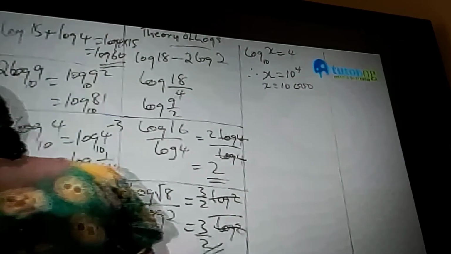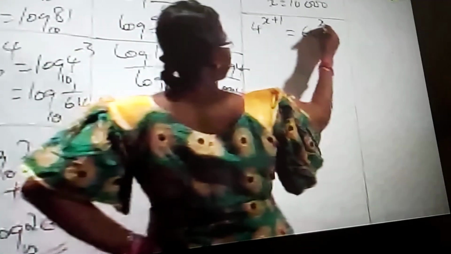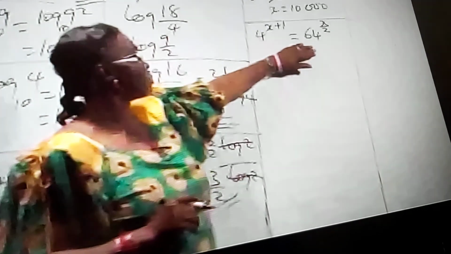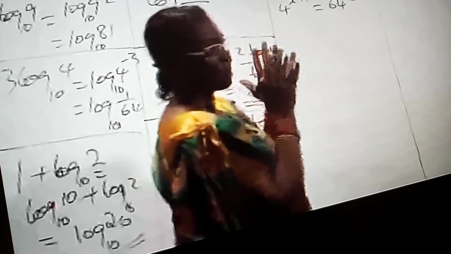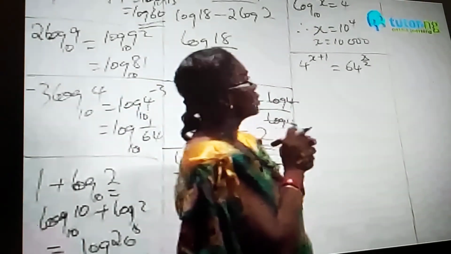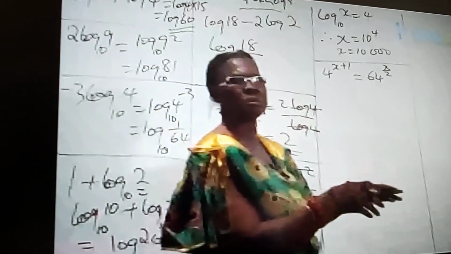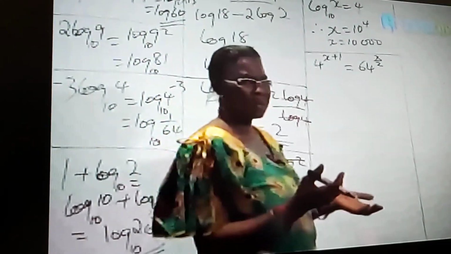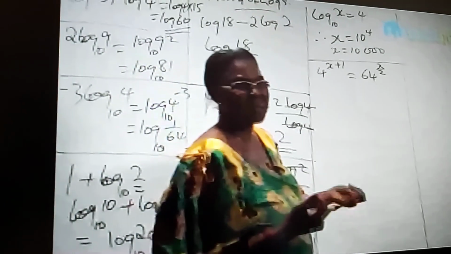Then 4 raised to power x plus 1 is equal to 64 raised to power x over 2. All right, change these two to equal base. 64 is 4 cubed. You just have to recognize all these powers, and you can't do that unless you do exercises. From exercises, you know what is 2 cubed, what is 5 cubed, but you just see them. If you don't practice, there's nobody to teach you, man. You have to do exercise.